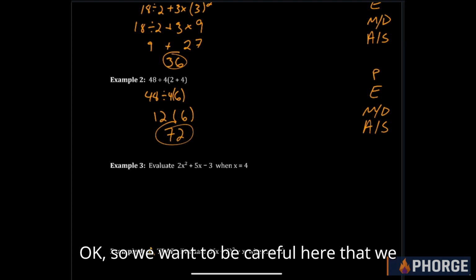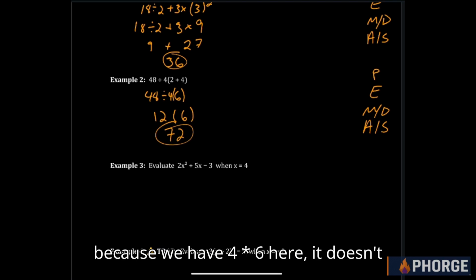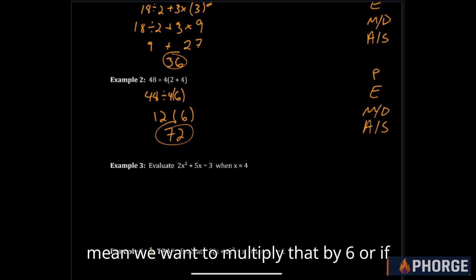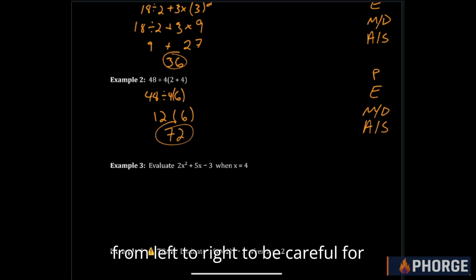Okay, we want to be careful here that we need to move from left to right. Just because we have 4 times 6 here doesn't mean we want to multiply that 4 by 6 first, because we need to start from left to right, so be careful of that.